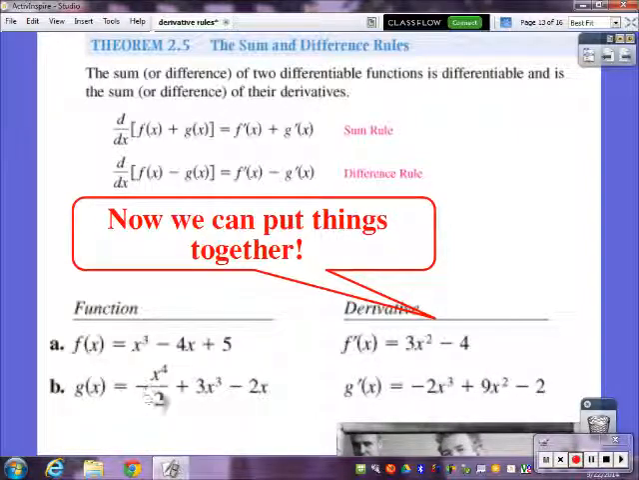Same thing for g of x and b. 1/2 would be your constant, negative 1/2. So when I multiply by 4, I get negative 2, subtract 1 from the 4, and you get x cubed. And then 3 times 3 is 9, subtract 1 from the 3, you get 9x squared. Negative 2x, the derivative is negative 2.